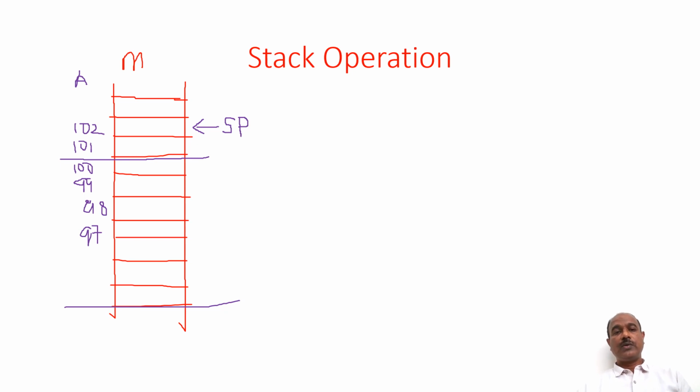Whenever I want to place something on the stack, I should write the instruction push. I want to push a 16-bit number. So I'll write hash 1234. I want to store this number onto the stack.